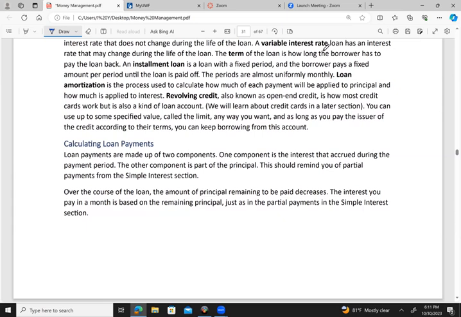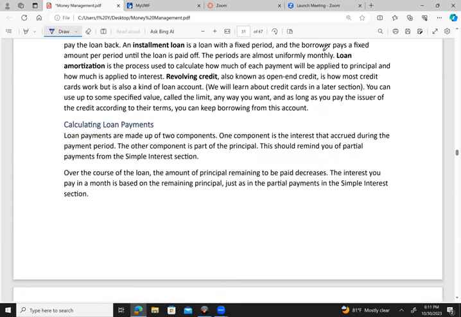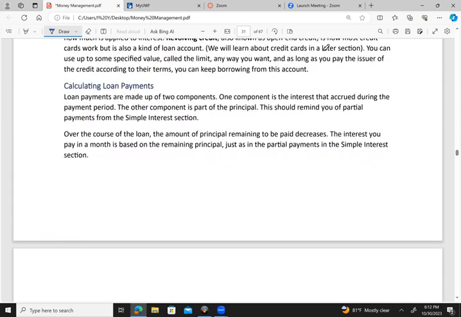Revolving credit, also known as open-end credit, is how most credit cards work, and is also a kind of loan account. We'll learn about credit cards later. You can use up to some specified value called the limit any way you want. And as long as you pay the issuer of the credit according to their terms, you can keep borrowing from this account. So, calculating loan payments.